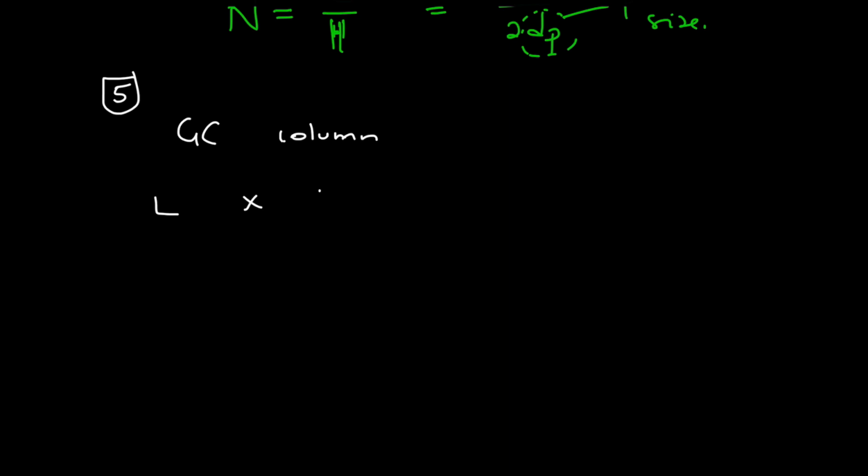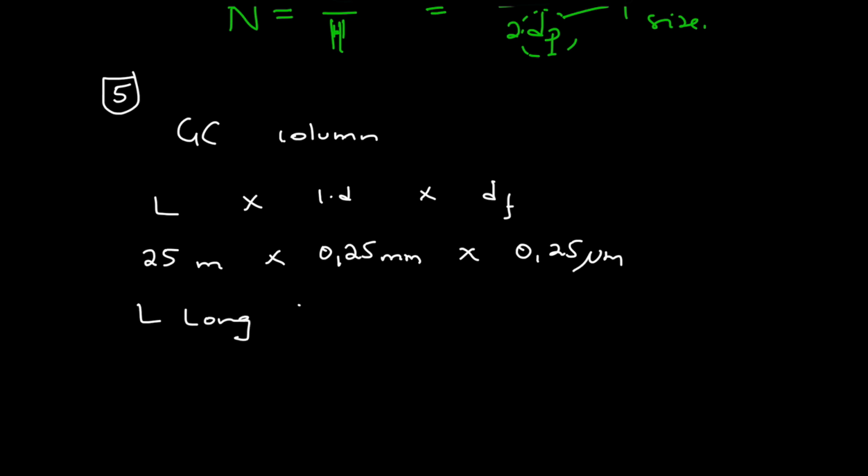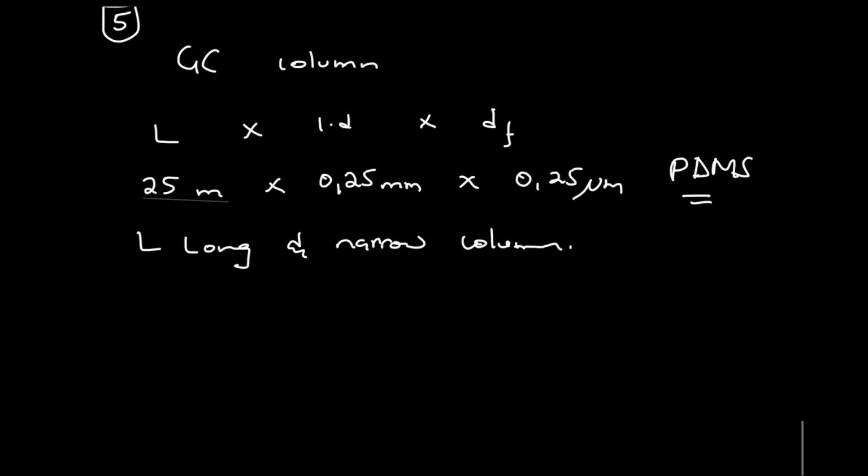In terms of length times internal diameter times film thickness, we are speaking of 25 meters, 0.25 millimeters, 0.25 micrometers in this case. And we said this is the long and narrow column, right? So we might be given this 25 meters times 0.25 millimeters by 0.25 micrometers PDMS column. For your information, PDMS is the stationary phase. It is actually an apolar stationary phase whose major separation mechanism is boiling point.